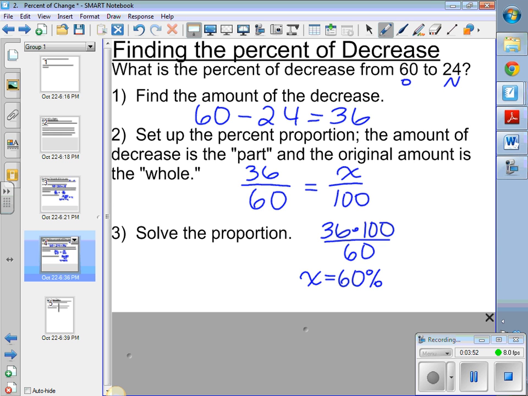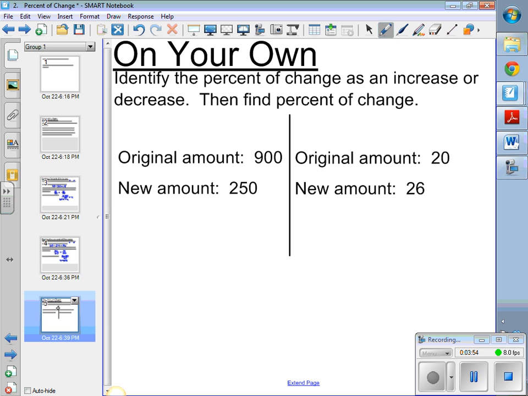Okay, now on your own, we've got two different problems. You're going to identify the percent of change as an increase or a decrease. Then you're going to find the percent of change. Now, you need to pause this, try these problems on your own, and then you can come back and watch me do them and check and see if you've done them the same way.